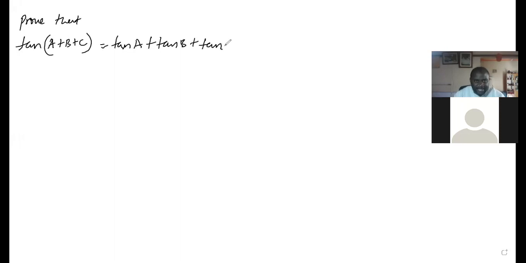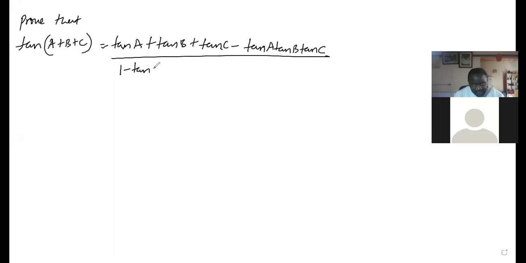Prove that tan of A plus B plus C is equal to tan A plus tan B plus tan C minus tan A tan B tan C, all this divided by 1 minus tan A tan B minus tan C tan A minus tan B tan C.